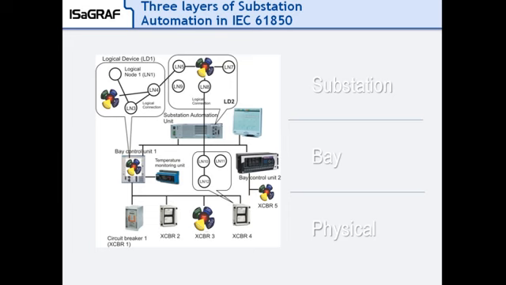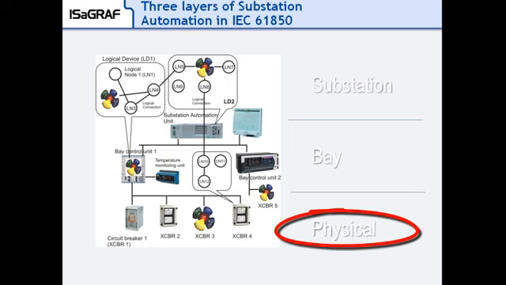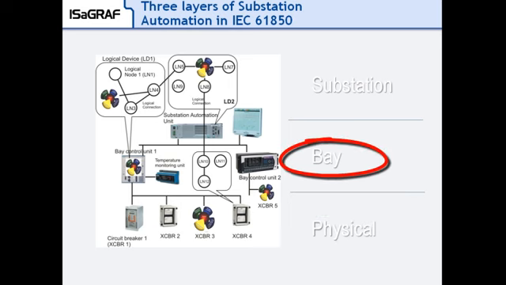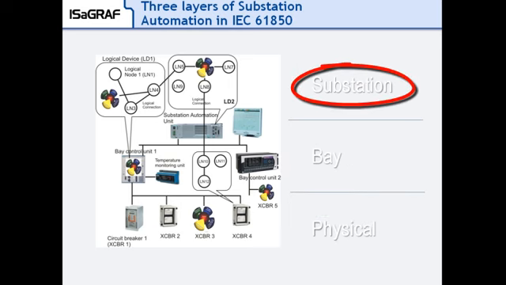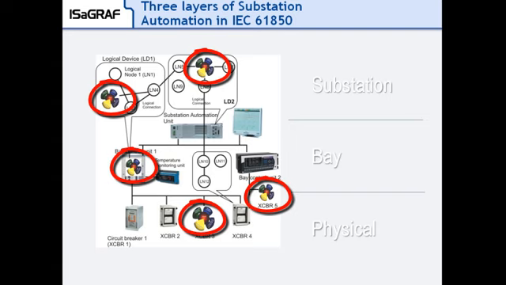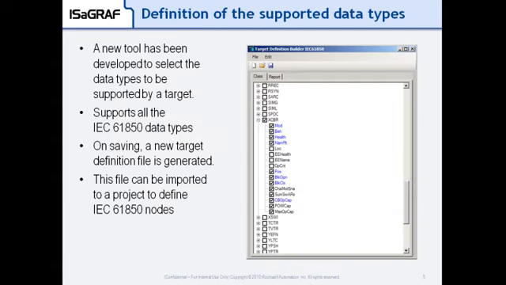Three layers are defined by the standard: the physical layer, the bay unit layer, and the substation layer. The ISaGRAF firmware with the server functionality can be used in each level. To define the hardware characteristics in ISaGRAF, we have a tool called Target Definition Builder, which allows to define all the properties of the hardware.